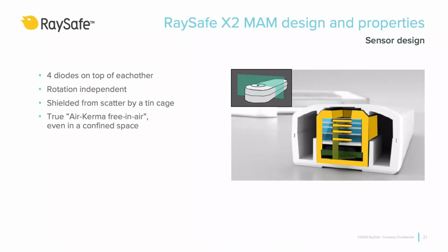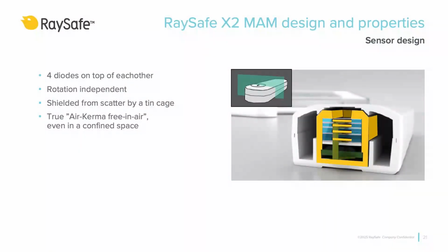The sensor consists of 4 small diodes stacked on top of each other. Having stacked diodes instead of diodes conventionally spread out horizontally enables the sensor to be much smaller and easier to work with. It also makes the sensor rotation independent, which means it will not be affected by the heel effect depending on how you rotate it. It doesn't matter if you place the sensor perpendicular to the machine anode-cathode axis or not during a regular 2D screening.